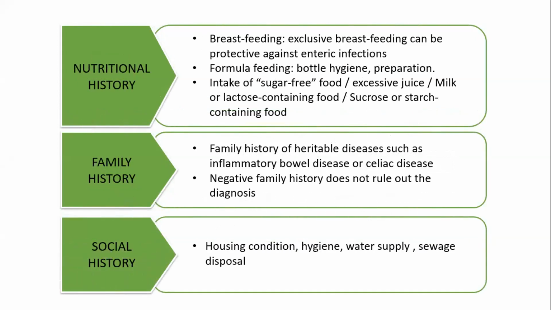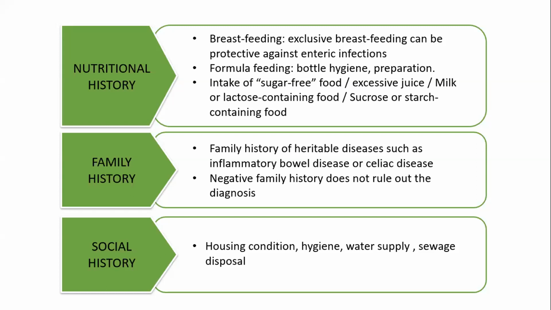Then for nutritional history, you want to ask about the breastfeeding history. Exclusive breastfeeding, you know, can be protective against many types of infections, including intestinal infections. For formula feeding, you want to ask about bottle hygiene and preparation. This is about hygiene. And then you want to ask about intake of excessive juice, milk, or lactose-containing food, and so on.